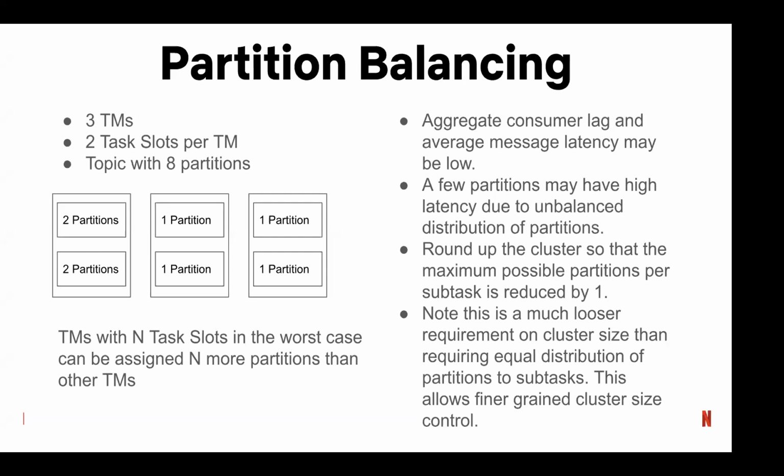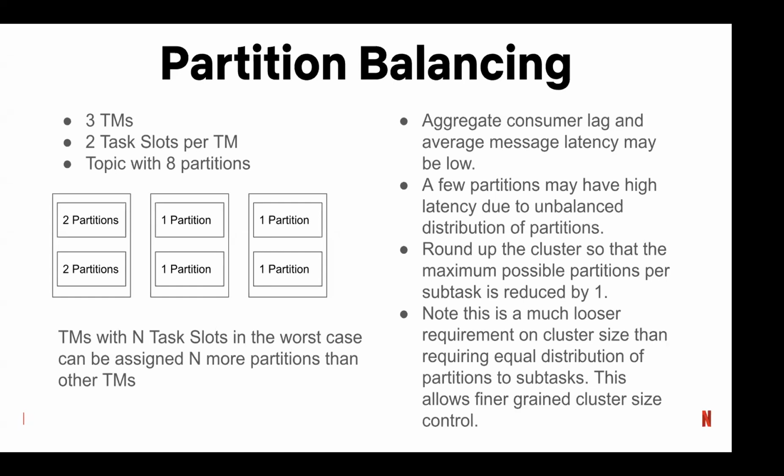So here's an example with 3 task managers. Each task manager has 2 task slots, and we have a topic with 8 partitions. So 4 consumers get 1 partition each, and 2 consumers get 2 partitions each. And we can get unlucky and have the 2 consumers with 2 partitions each assigned to the same task manager. So that task manager effectively has double the number of partitions to handle.